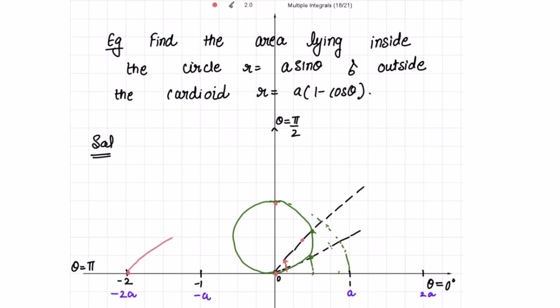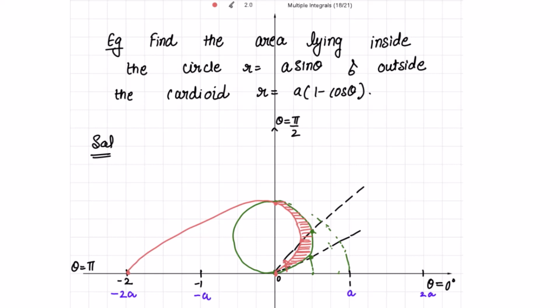So let me draw this cardioid now. Okay, so this is like perfect. All right, just wait. Okay, it's fine now. Now I have to find the area lying inside the circle and outside the cardioid. This is your cardioid, and outside the cardioid is this area. And this area is also lying inside the circle, the green colored one. So this area we have to find out.